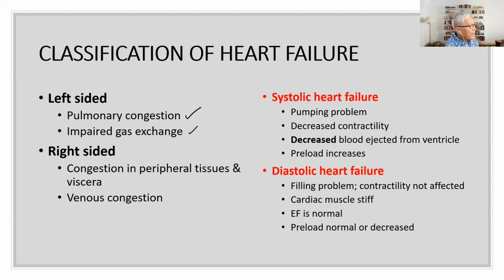So in right-sided heart failure, the congestion is in the peripheral tissues and the viscera, and we have the characteristic venous congestion. So one of the primary things that we see as a manifestation of venous congestion will be jugular neck vein distension.